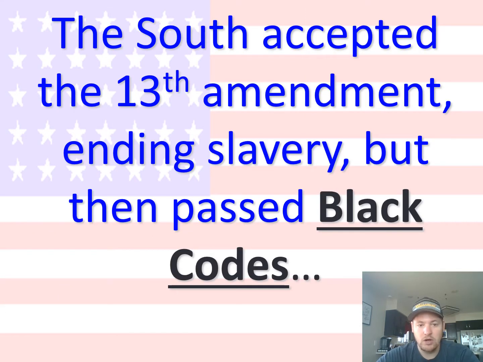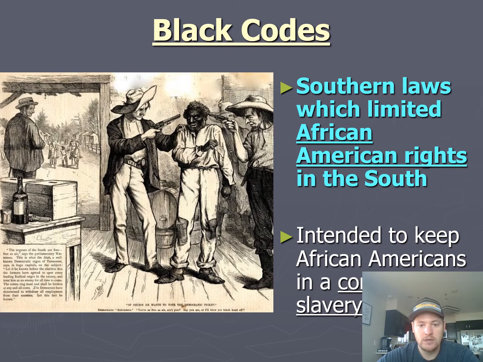All in all, the South will accept the 13th Amendment and they will end slavery, but they will pass these things called black codes, which we'll talk about here. So black codes are pretty much rules created in the South that wouldn't allow black people to do certain things. It would take away their rights.